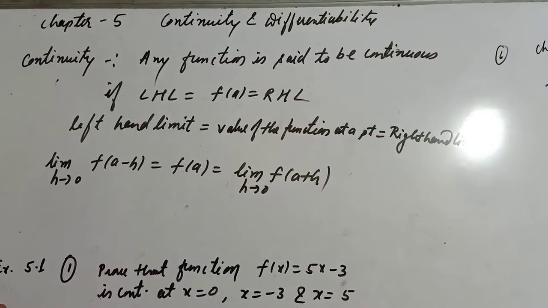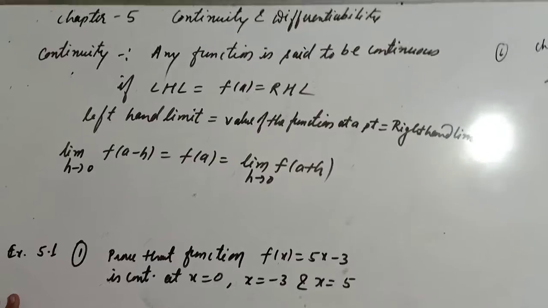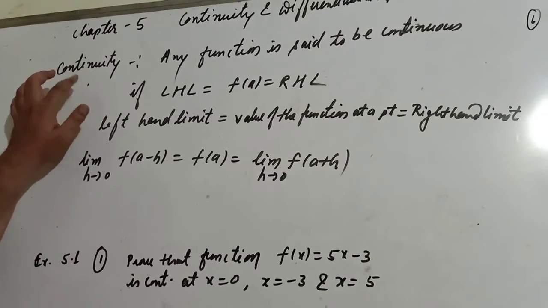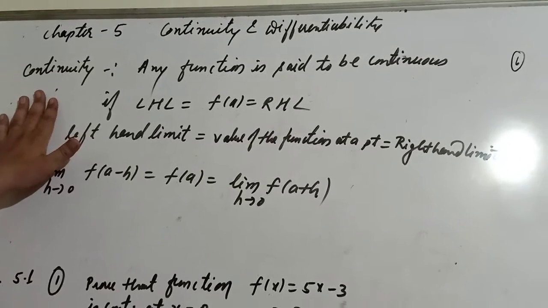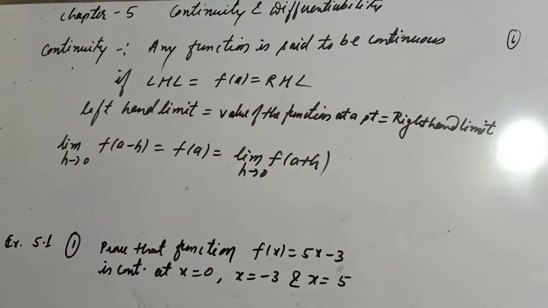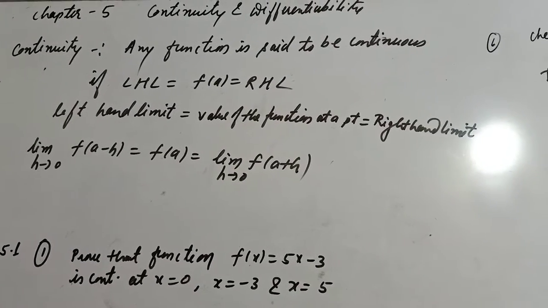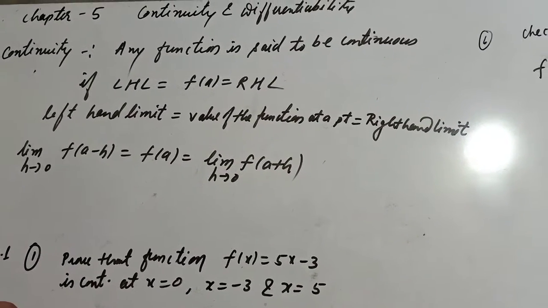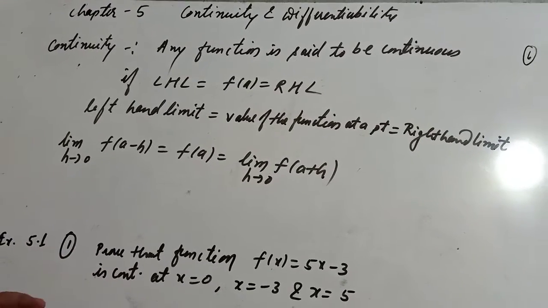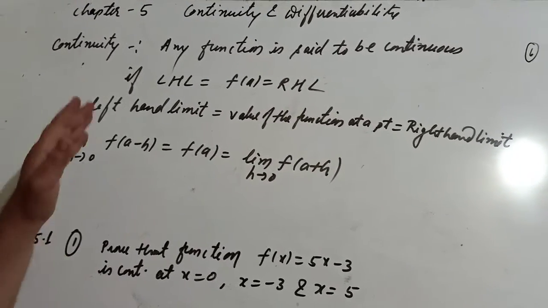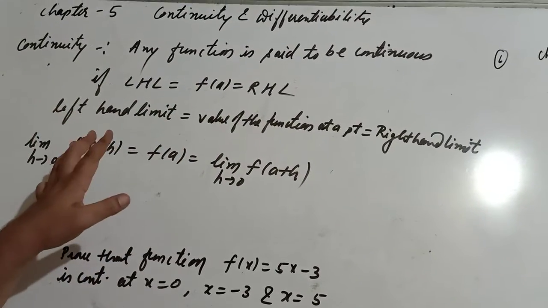I'm starting chapter 5, continuity and differentiability. First of all, we'll study continuity. In 11th class you have already done one topic, that is limit. You were finding a left hand limit and right hand limit. I told you when I was teaching 11th class limits and derivatives, you are finding left hand limit and right hand limit, but here we have to find three things.